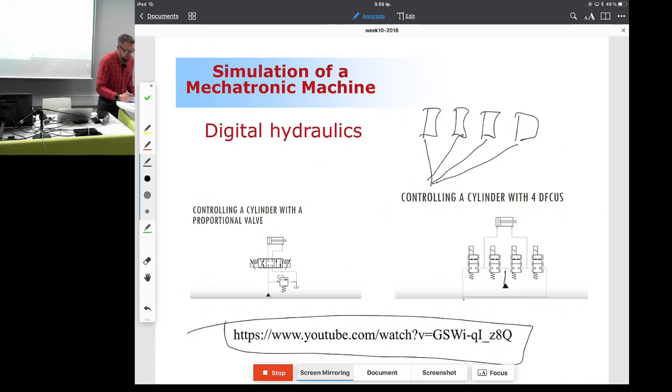And now if you open 2 of them, you can have a little bit of flow rate through these settings. If you open all of them, you can have as much flow as possible. Depending on the different configuration, you can have a small flow or large flow, all because of these poppet valves. And that's what is called digital hydraulics.